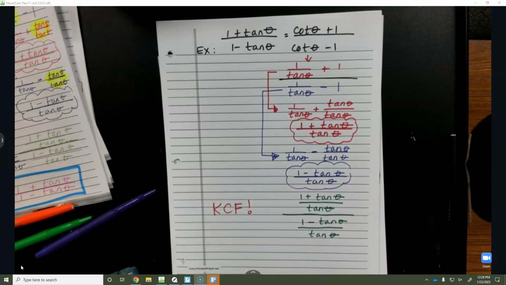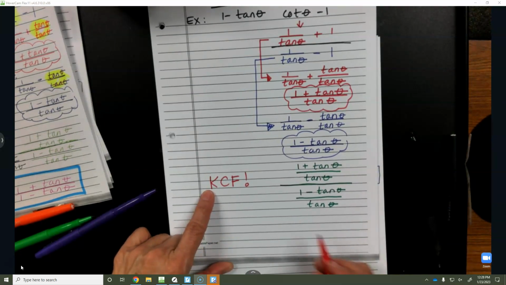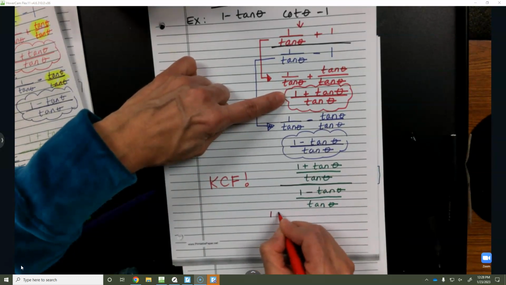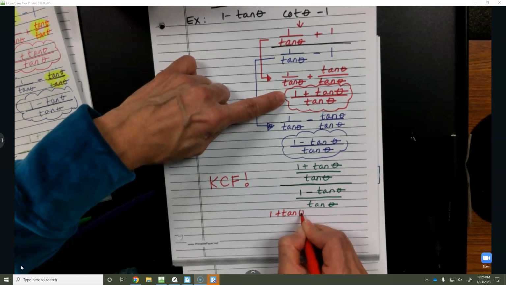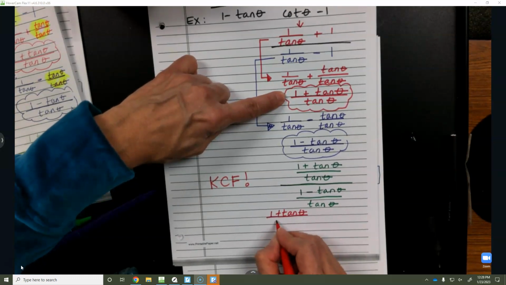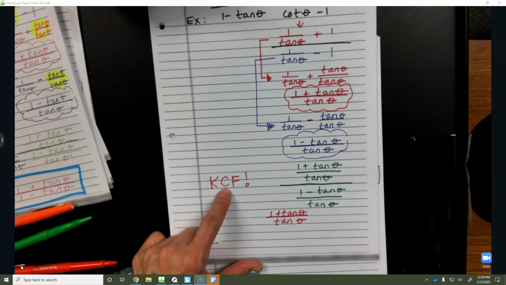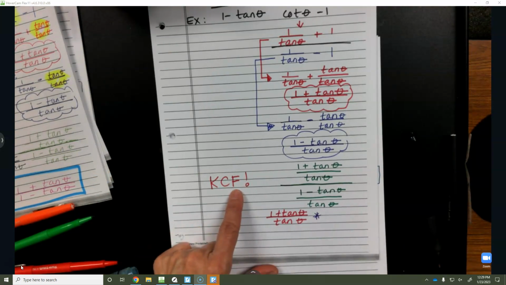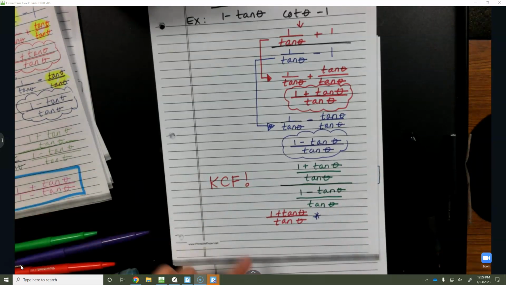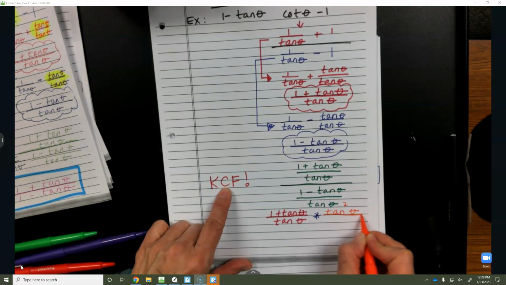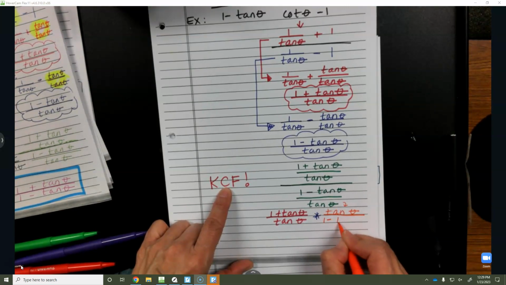And guys, when you keep, change, flip, stuff's going to cancel out and it's going to match. So what does keep stand for? Do y'all remember? Keep the first one. So this numerator, I'm going to rewrite it right here. I'm not going to mess with the order of it. What does the C stand for? To what? Multiply, that's right. And then F, flip. So tan is going to go on top. Multiply by the reciprocal. So that's now on top. And remember it was 1 minus tan.